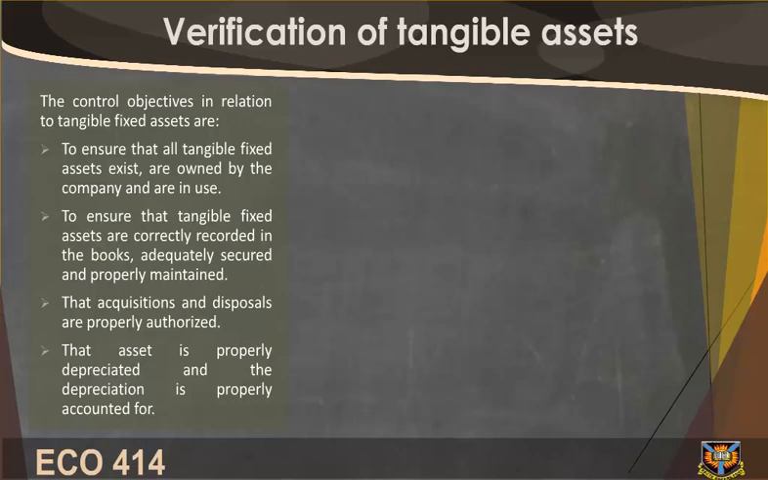The control objectives in relation to tangible fixed assets are to ensure that all tangible fixed assets exist and are owned by the company and are in use, to ensure that tangible fixed assets are correctly recorded in the books, adequately secured and properly maintained, that acquisitions and disposals are properly authorized, and that assets are properly depreciated and the depreciation is properly accounted for.